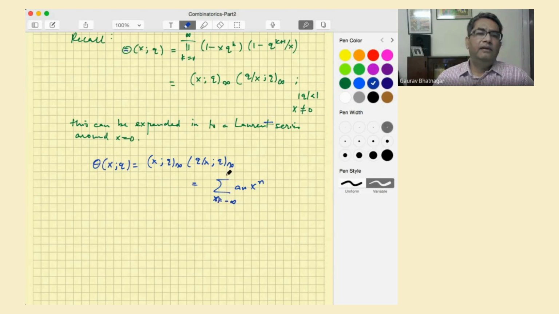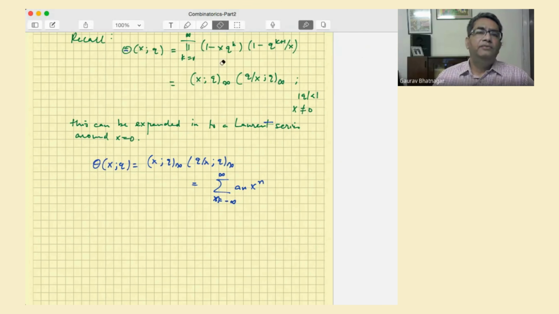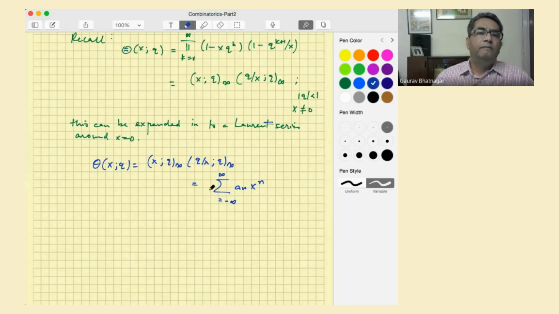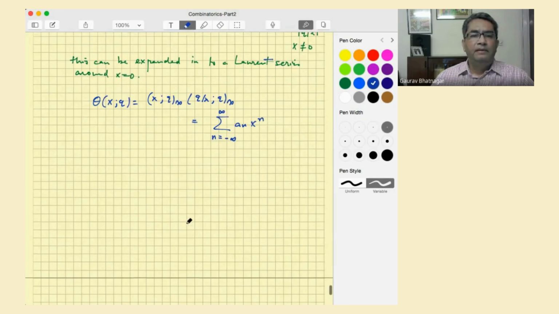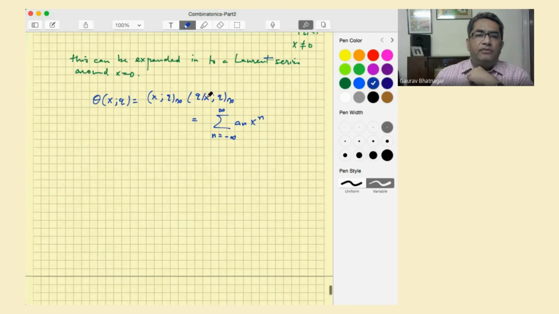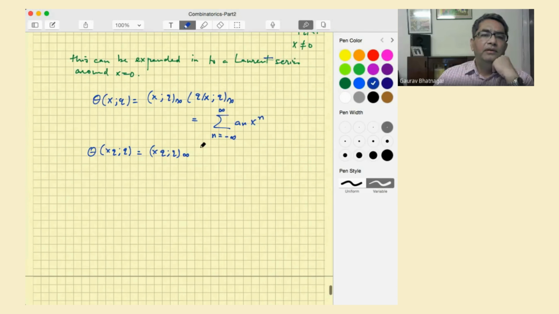Oh, it's n, going from minus infinity to infinity. So that's wonderful. You are able to write it like this. What you do is you replace x by x cube. So consider this. If I replace x by x cube, q infinity, over here I'll get 1 over x cube, q infinity.